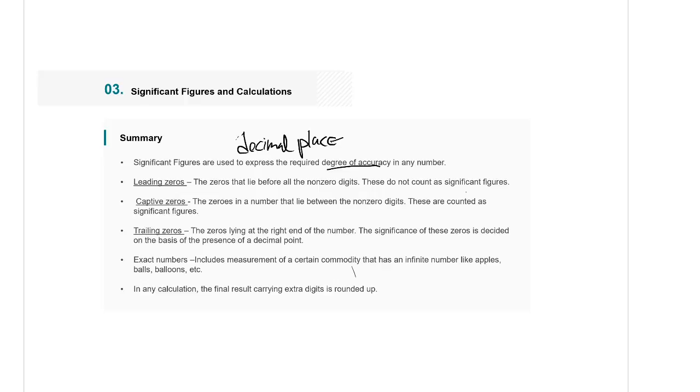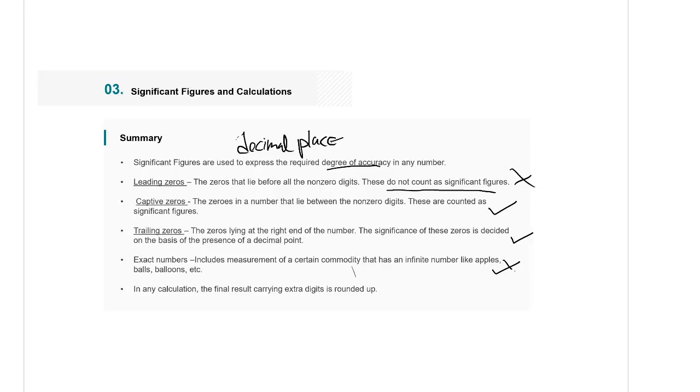Okay, so how can we calculate the significant figures? Alright, so first of all, any leading zero doesn't count as a significant figure. Leading zeros, they don't count. Captive zeros, they are counted. Trailing zeros, they also are counted. Exact numbers, they also are counted.